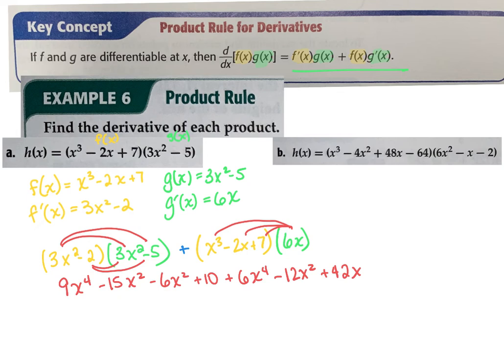And then just add your like terms, right? Is there anything in common with the 9x to the 4th? What is it? 6x to the 4th. There we go.